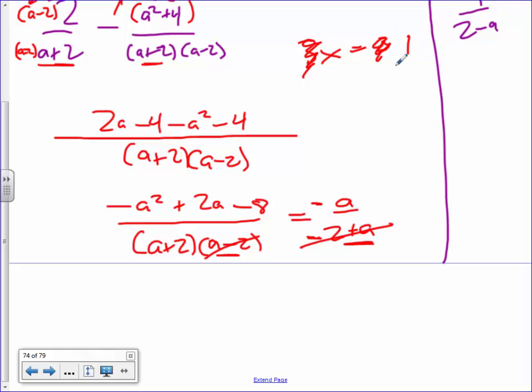Does that make sense? Okay, so what we're left with now is a negative a squared plus 2a minus 8 equals a negative a. This guy down here on the bottom, I can cross multiply him up over here. There's actually nothing left to cross multiply the other way, so I'll just put the a plus 2 next to this guy.